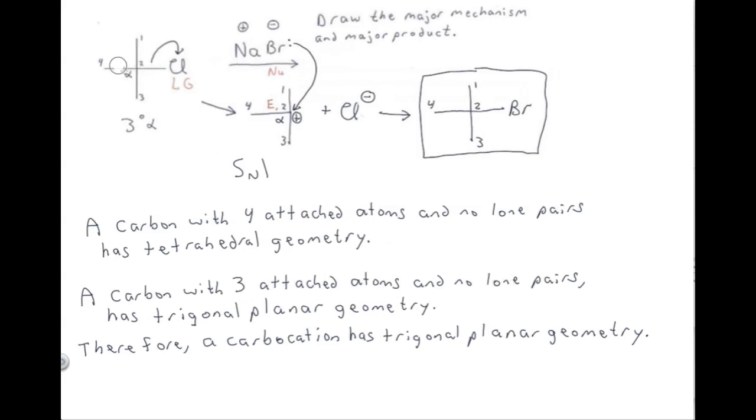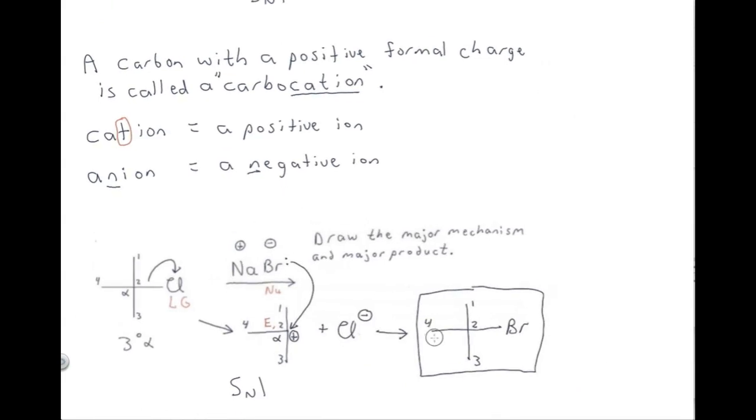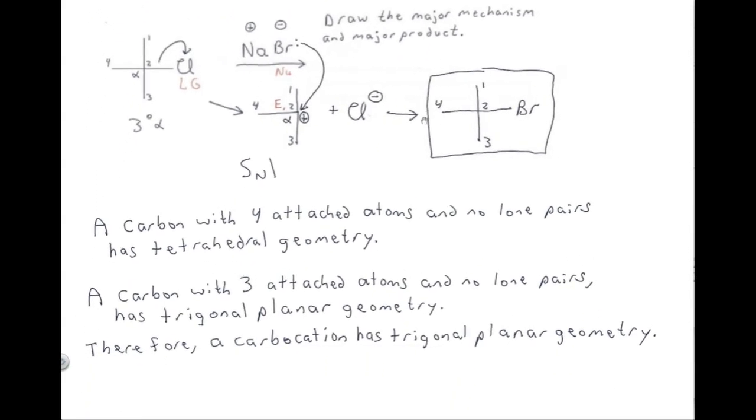Carbon 2 in this picture has 4 attached atoms. After it turns into a carbocation, it has only 3 attached atoms and no lone pairs. So carbocations have trigonal planar geometry. It's very important to memorize that carbocations have trigonal planar geometry. What's the geometry at a carbocation? Trigonal planar. That's important to have memorized.